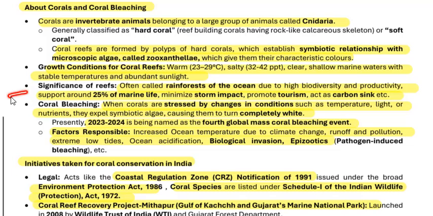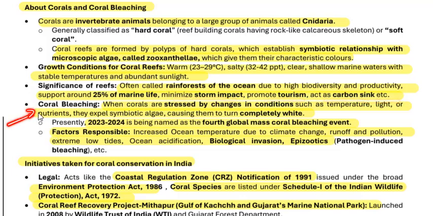Next is the significance of reefs, often called the rainforest of the oceans. This is an important word. What is the rainforest of the ocean? That is corals, due to high biodiversity and productivity. It supports around 25% of marine life, minimizes storm impact, promotes tourism, and acts as a carbon sink, etc.